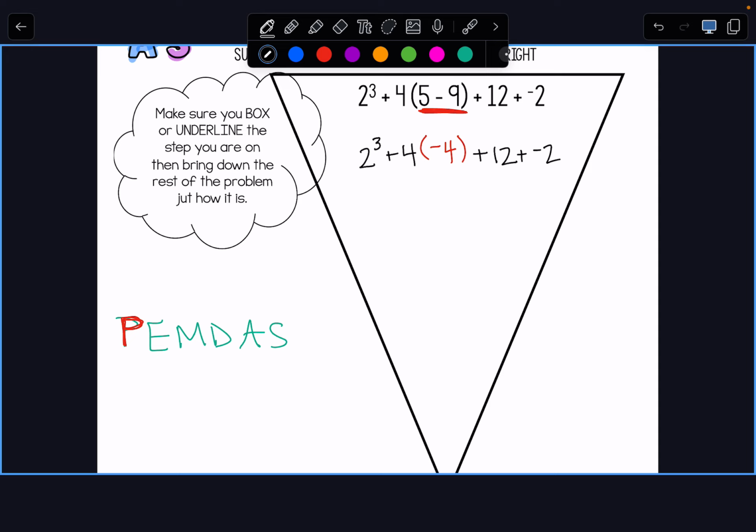What's happening between 4 and negative 4, Ellie? They're being multiplied. Just understand, if there's not an operation in between, we know it's multiply.